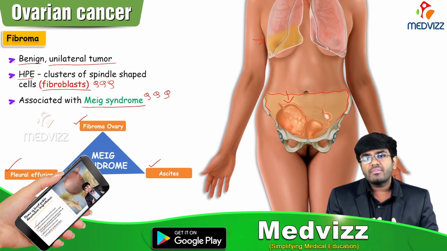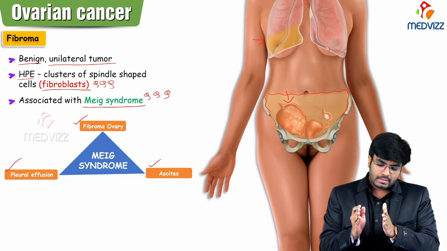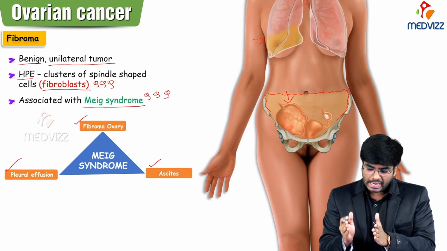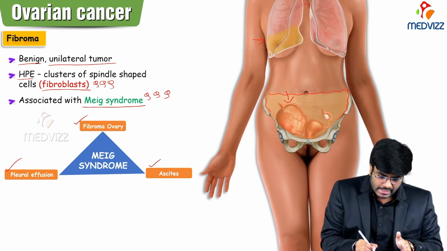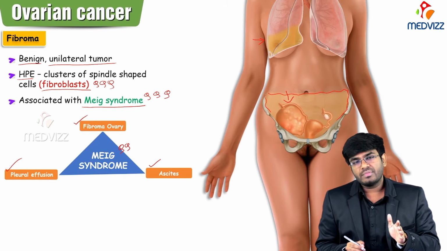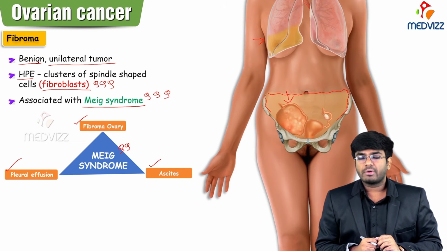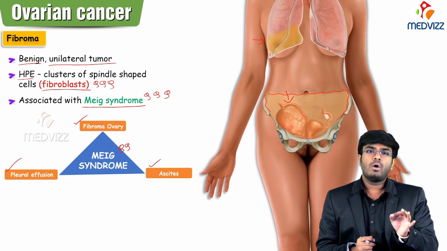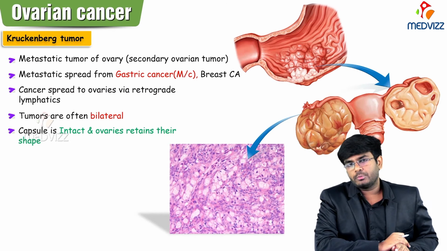So because of a fibroma, if a female is developing pleural effusion and ascites, then you should call it Meigs syndrome, and the Meigs syndrome is because of this fibroma. There is no doubt. Okay, so these are the important points you have to keep in mind regarding fibroma ovary. Now let's continue with the Krukenberg tumor.